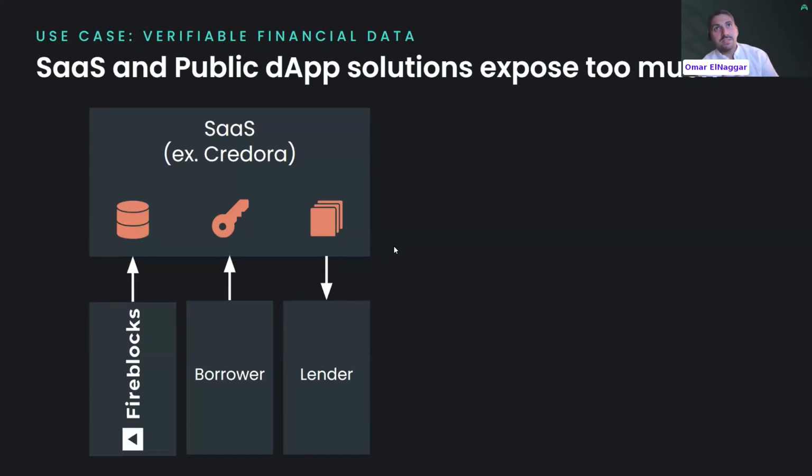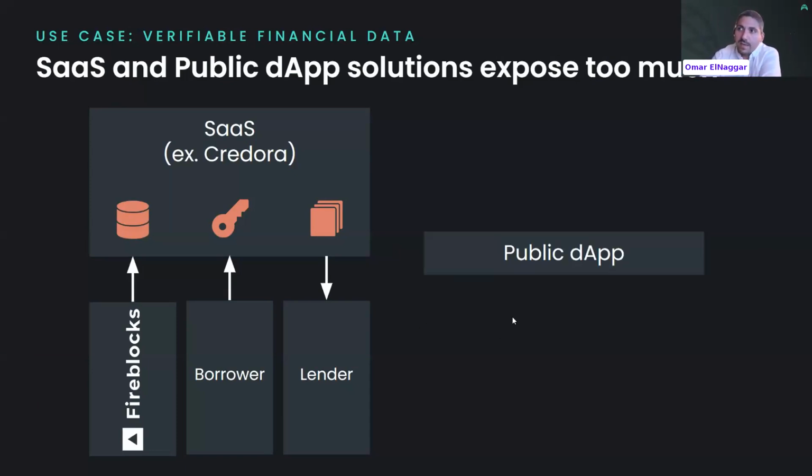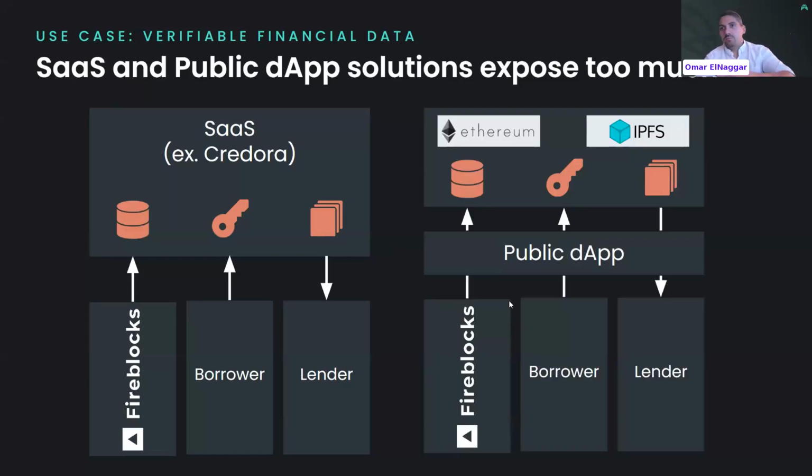I ran R&D at a hedge fund. We didn't use AWS. We hosted our own data centers so that nobody could go and see our position data. And if you're doing a public DApp, maybe it's okay if you encrypt your data and put it on IPFS. I don't think so if you're a hedge fund.